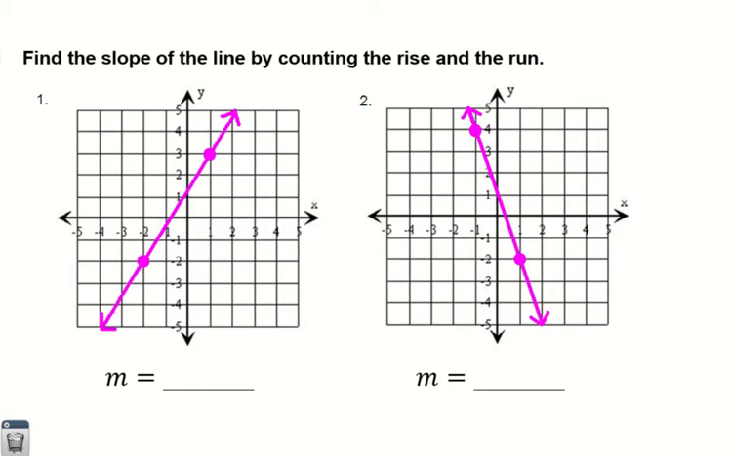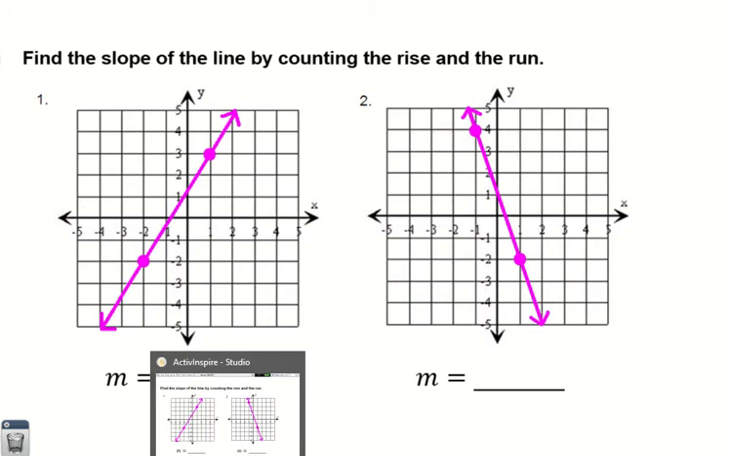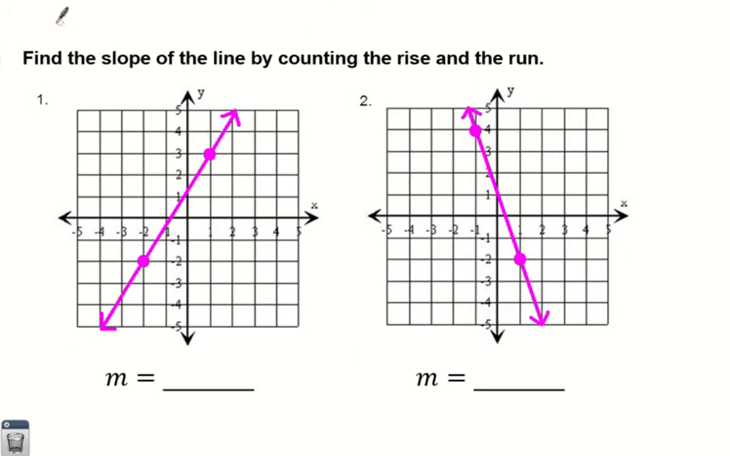Alright gang, this is the sample test review for Chapter 4, Integrated Math 1. So here we go, getting ready for the test. The first two questions want you to find the slope of the line by counting the rise and the run.